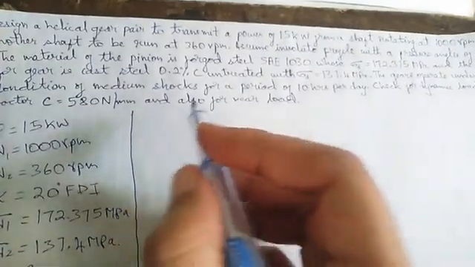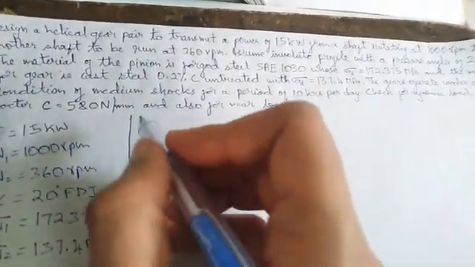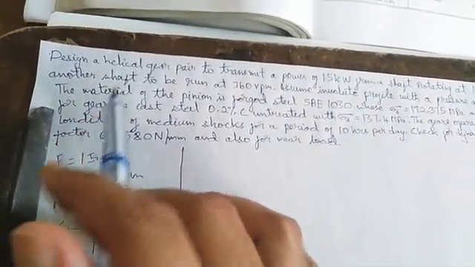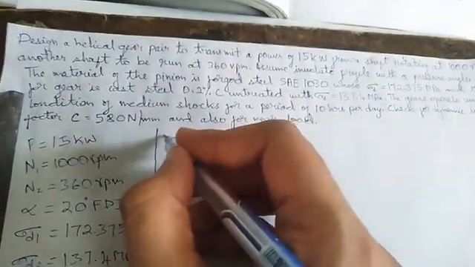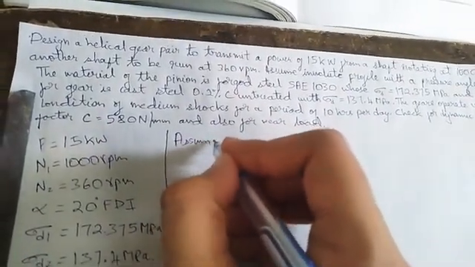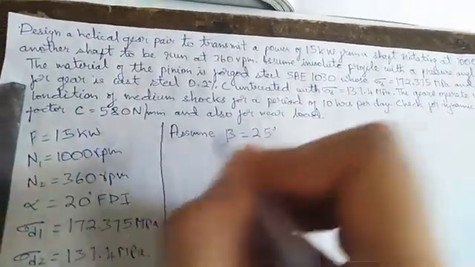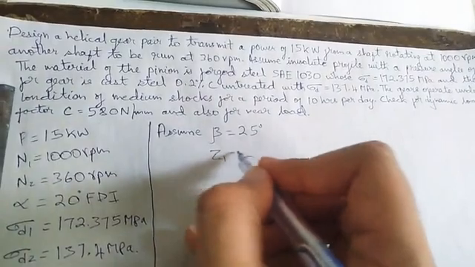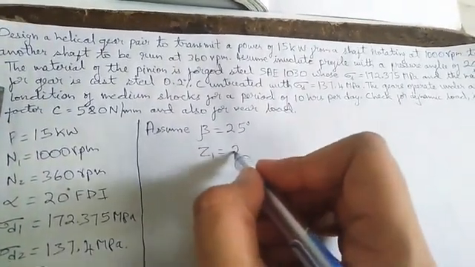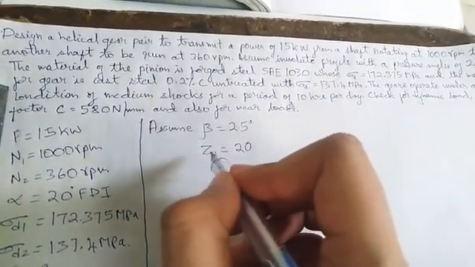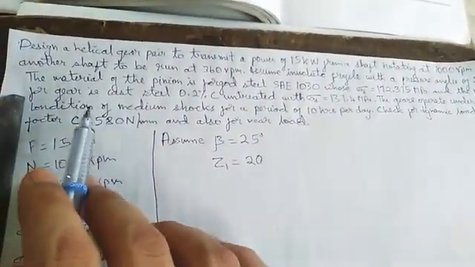Next we shall find the weaker member. So before proceeding with the problem, we need to assume some angles. This is a helical gear problem and they have not given the helix angle beta. So we shall assume helix angle beta as 25 degree, and the number of teeth I am going to assume as 20 on the pinion Z1, because in this problem they have not given the diameter.